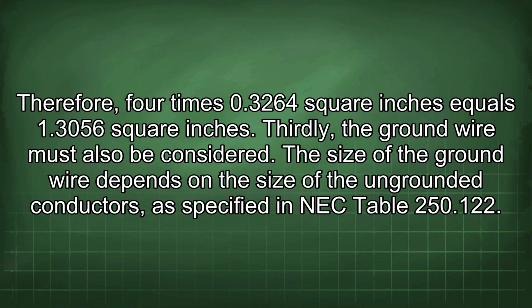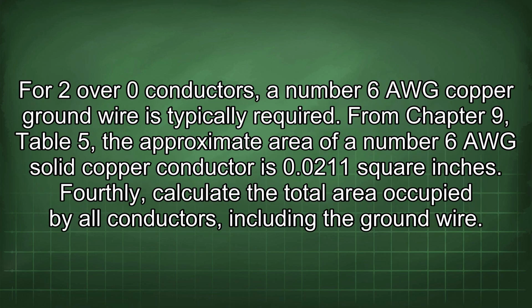Thirdly, the ground wire must also be considered. The size of the ground wire depends on the size of the ungrounded conductors, as specified in NEC Table 250.122. For 2/0 conductors, a number 6 AWG copper ground wire is typically required. From Chapter 9, Table 5, the approximate area of a number 6 AWG solid copper conductor is 0.211 square inches.